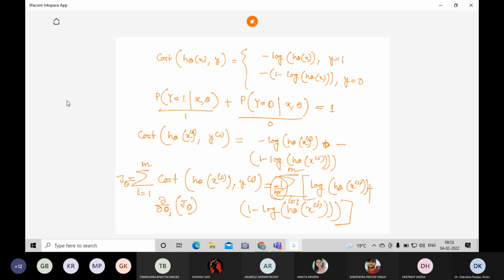That means we now compute the gradient of J theta, the gradient of this cost function. Here we try to minimize the cost function that we have obtained for logistic regression.